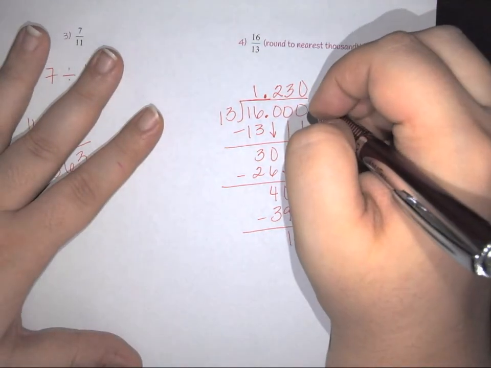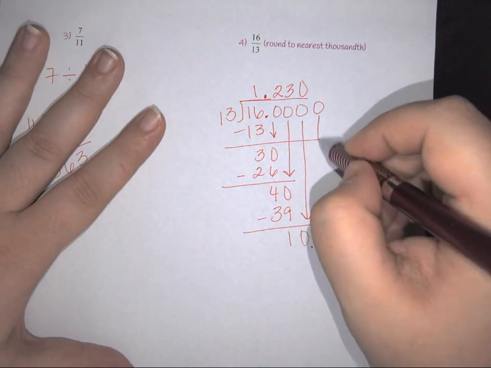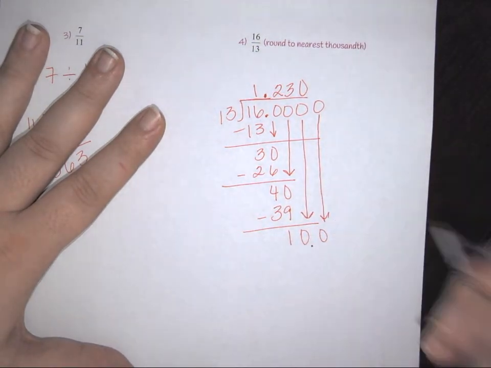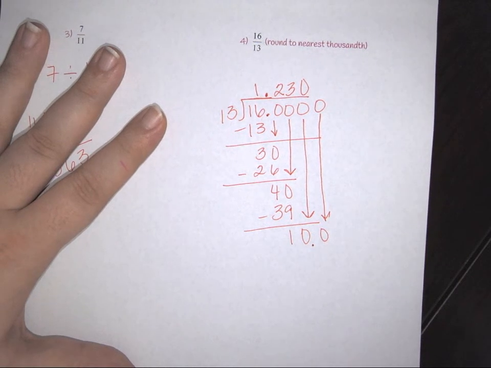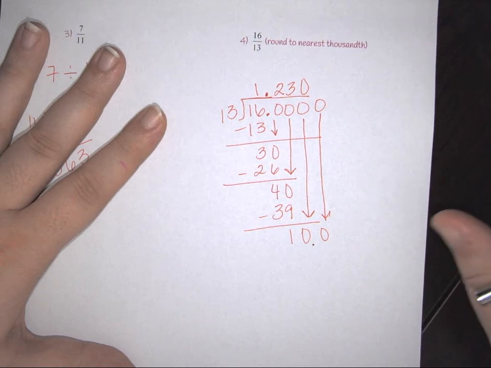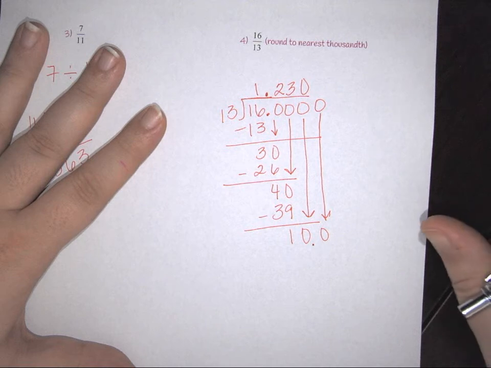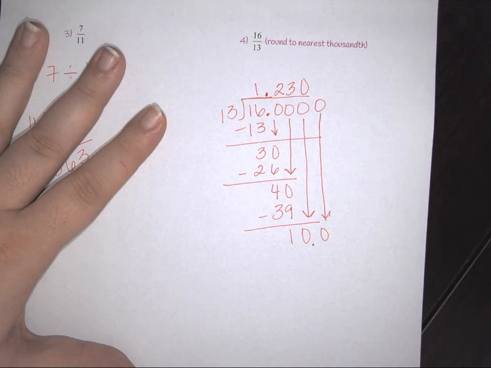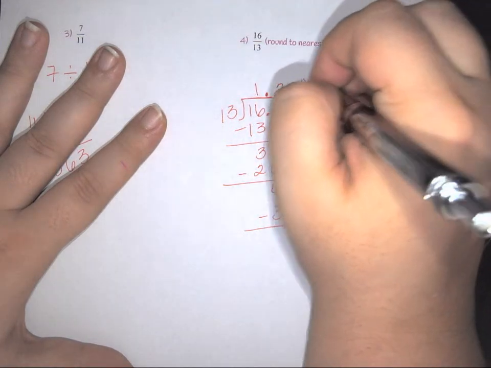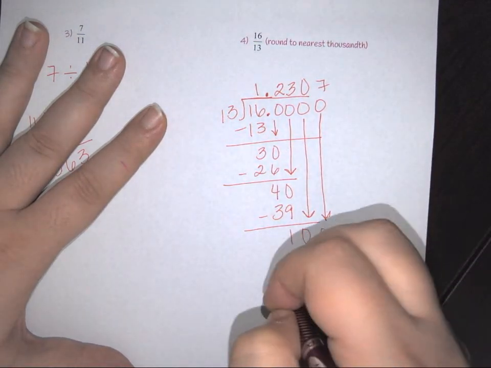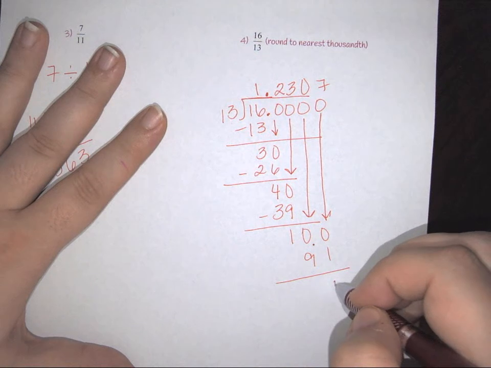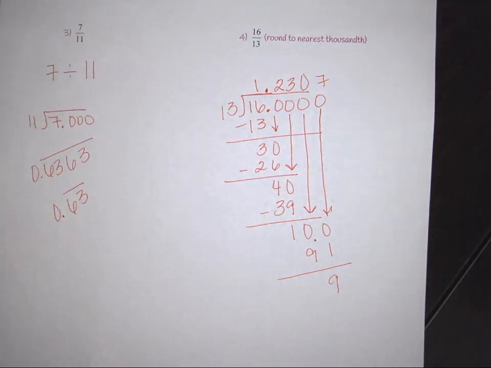You could theoretically keep going and drop down another 0, and notice this becomes 100. And so we would look at how many times does 13 go into 100. Well, in this case it would go 7 times. So 13 times 7 is going to give you 91. When you subtract that away, get a 9, and notice this could keep going forever.